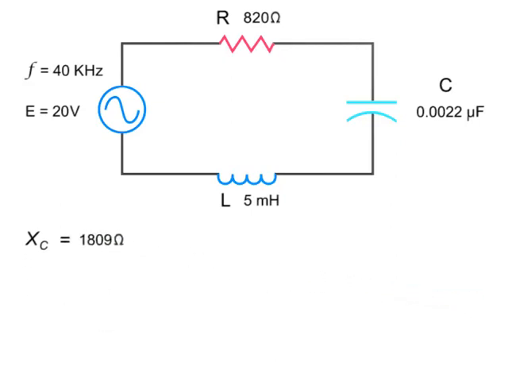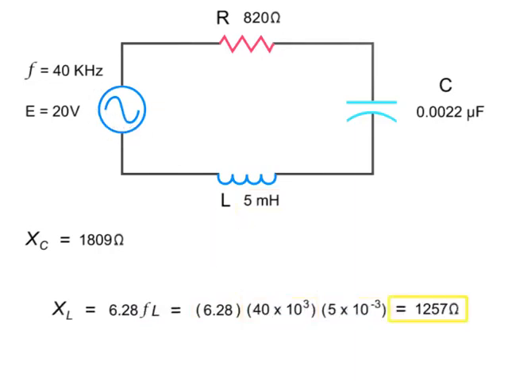To calculate the inductive reactance, multiply 6.28 by the frequency by the inductance of the inductor. Thus, 6.28 times 40 kHz times 5 millihenries equals 1,257 ohms.